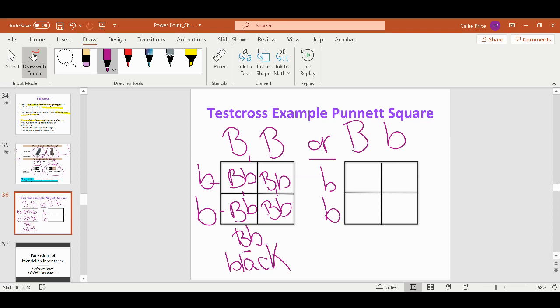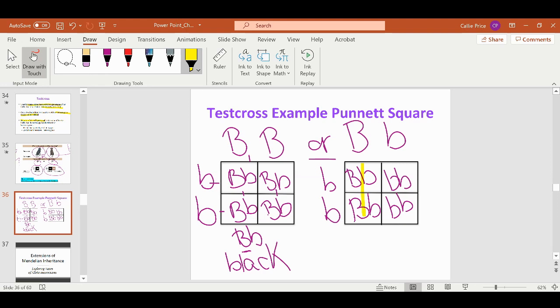What if the scenario is over here? What if the individual is heterozygous big B, little b? What happens when we cross it with a chocolate lab that's little b, little b? Fill in our Punnett square. Again, you're looking across and down. Now it comes to be something like this.